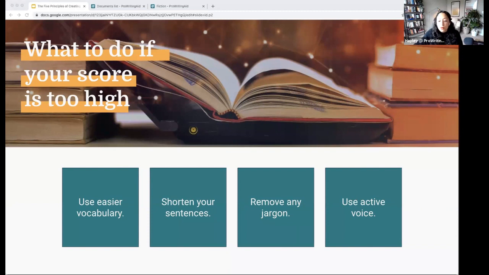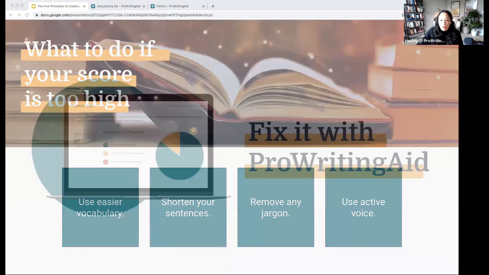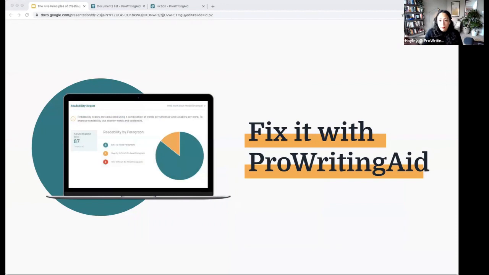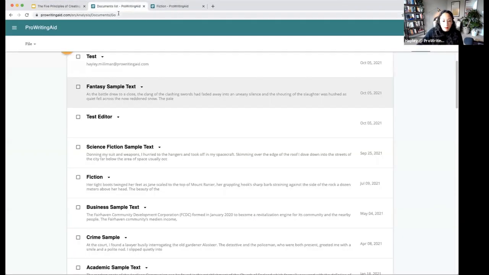And then you can also use active voice. Passive voice is something that makes your writing much longer, much more complicated, much more confusing. And it will also boost your readability score and potentially move you out of the target audience. So again, as I mentioned, there are free readability calculators all over online that you can use. You can also, of course, use ProWritingAid.